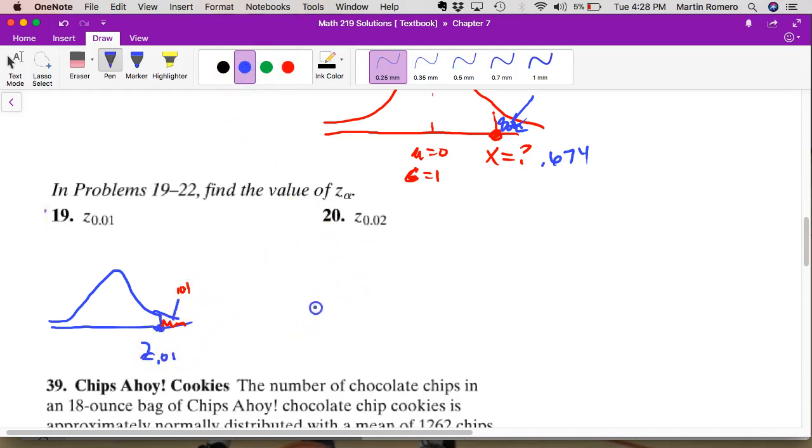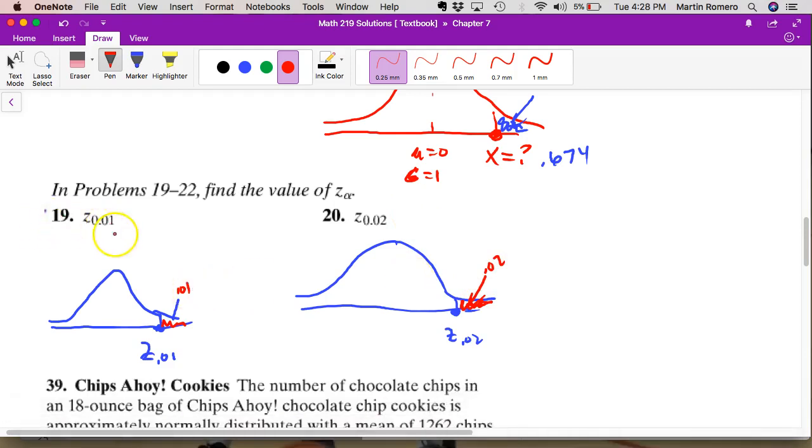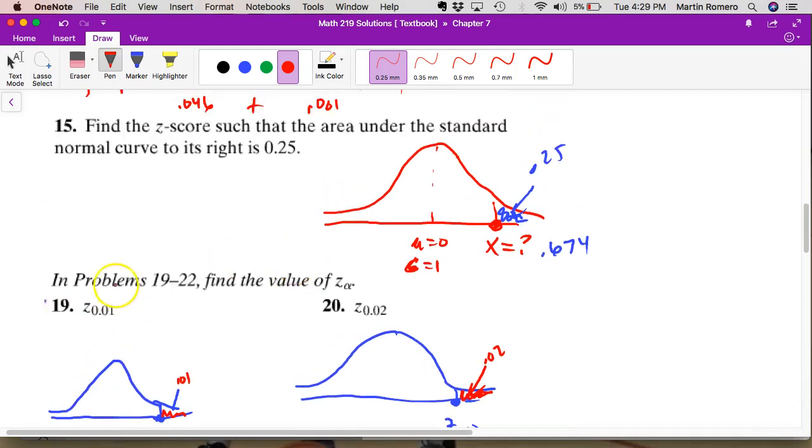And then on this one, it's the same question. Normal curve, you have this here. This is z 0.02. What it's really asking is, what's this z value that has an area underneath the curve of 0.02? So this notation means exactly this question: find the z-score such that the area under the standard normal curve to the right is 0.01. Instead of saying it as a sentence, we write it in notation. It means the same thing.